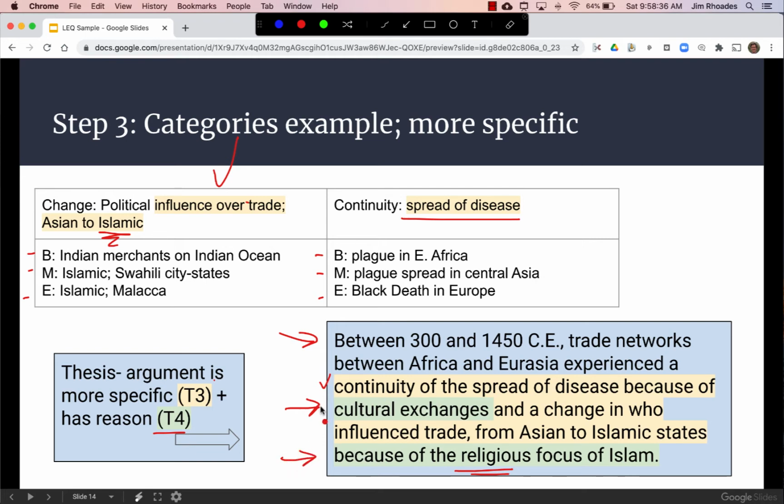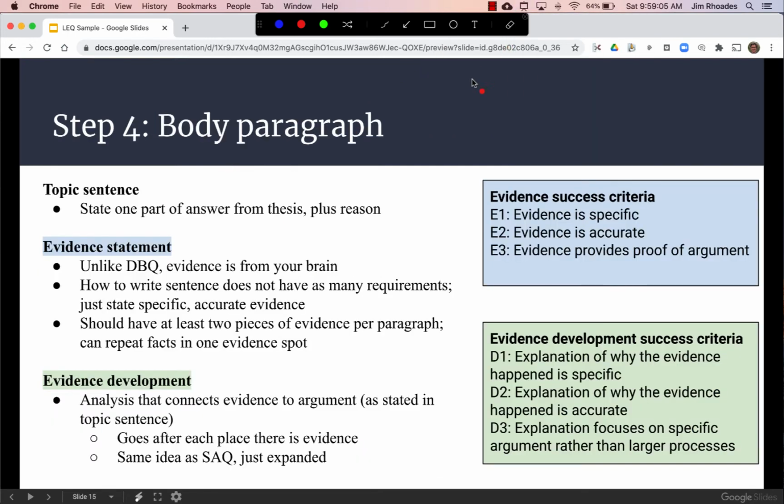So my thesis should not be super long, and it shouldn't make my entire argument. When we get to this reason here, what we are doing in the thesis is introducing the argument that will be explained later. Now that I know what my thesis is, I can think about body paragraphs.